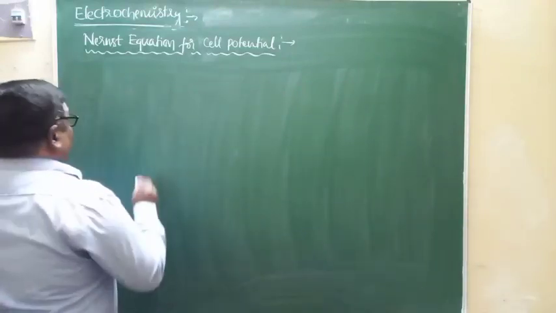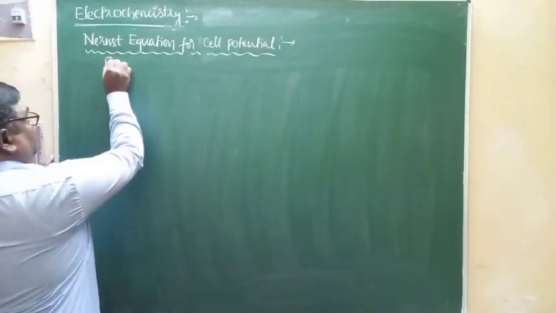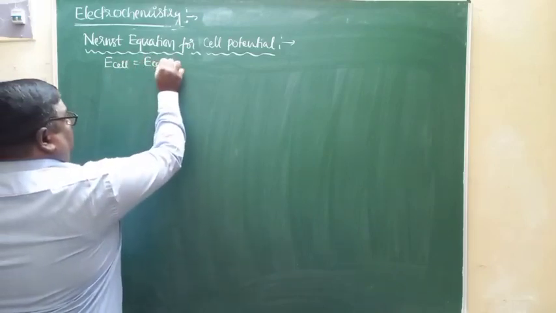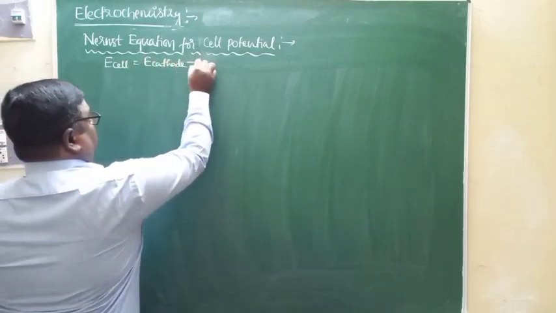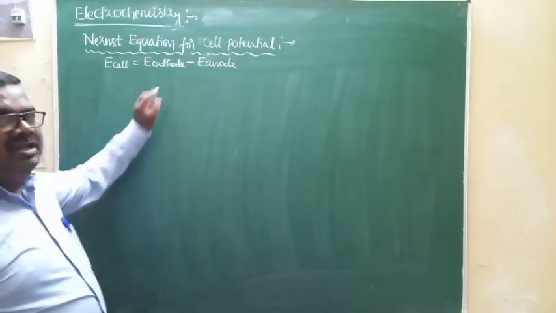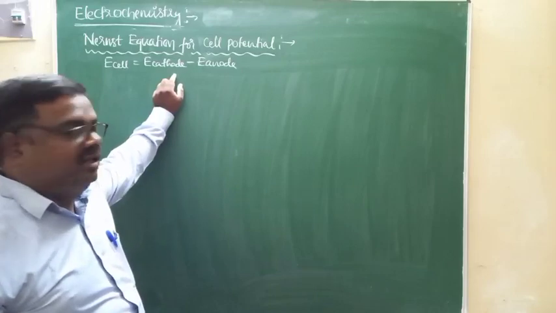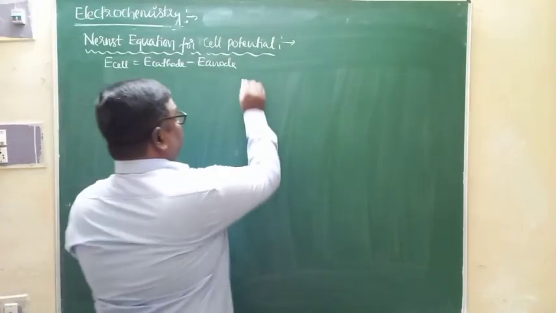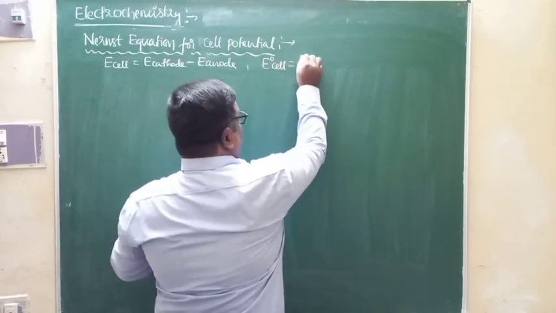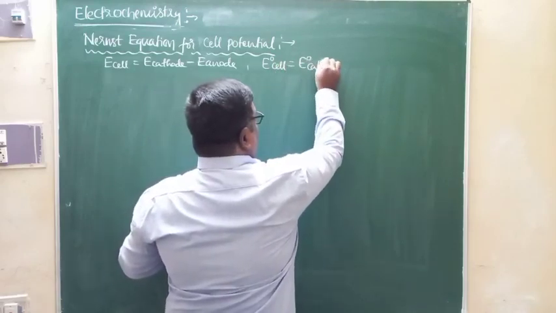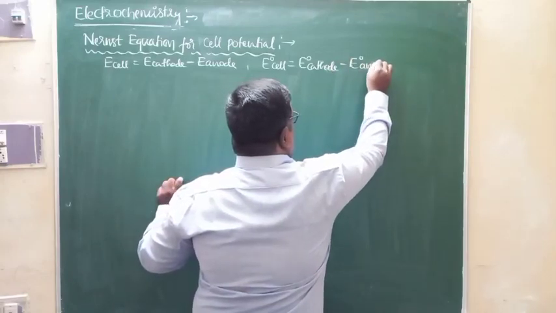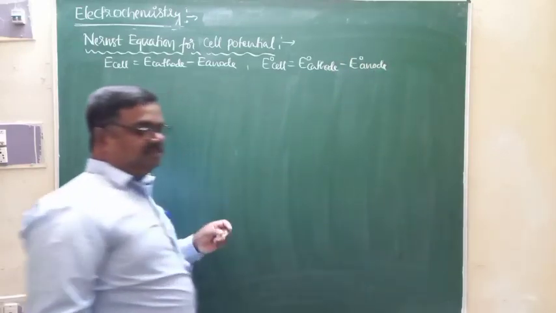You know, for a given galvanic cell, E of cell is equal to E of cathode minus E of anode. You know this. The potential difference between two electrode systems is what we call cell potential. Again, standard cell potential E naught of cell is equal to E naught of cathode minus E naught of anode. You know these formulas, right?